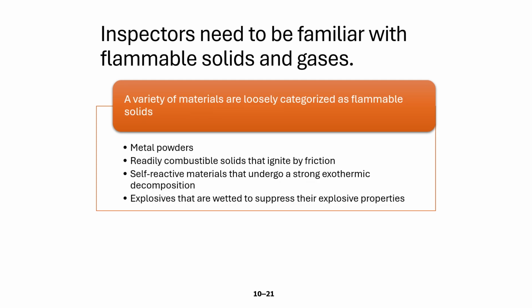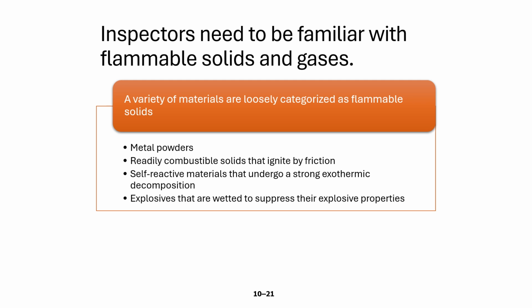A variety of materials are loosely categorized as flammable solids. So there are metal powders, readily combustible solids that ignite by friction, self-reactive materials that undergo a strong exothermic decomposition, meaning it's giving away heat, and explosives that are wetted to suppress their explosive properties.